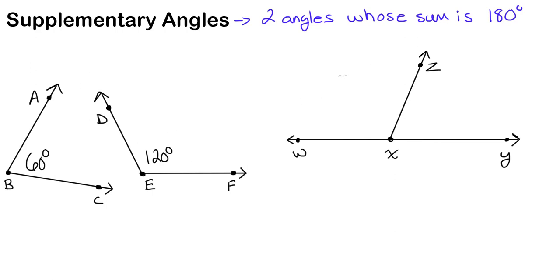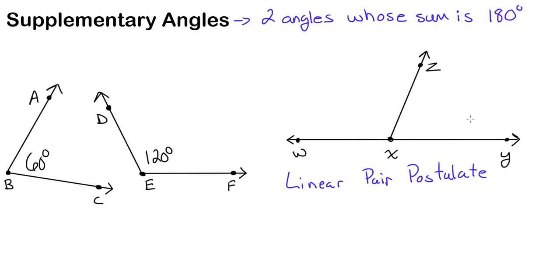This also comes into effect with the concept of linear pair, which we learned about in the last lesson. We can see here that angle WXZ and angle ZXY form a linear pair. They make this straight angle, and a straight angle is 180 degrees. Therefore, these two angles are supplementary. This concept is called the linear pair postulate, which simply states that if two angles form a linear pair, then they are supplementary.